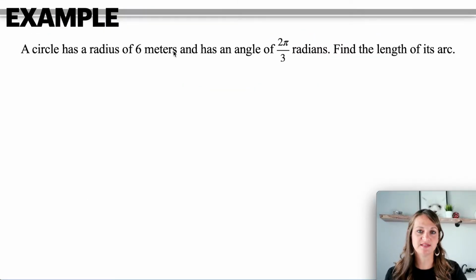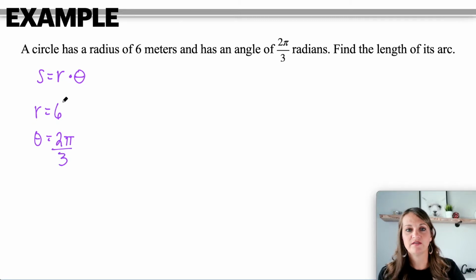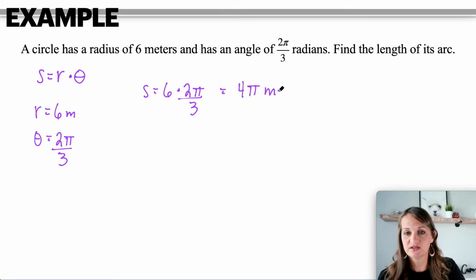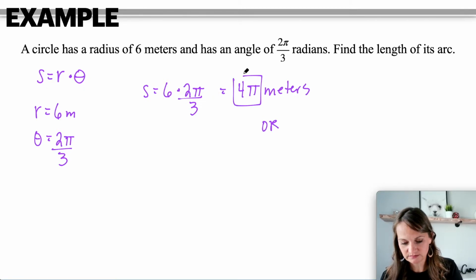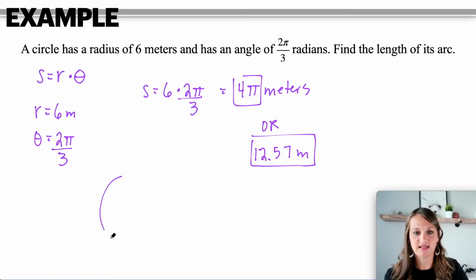A circle has a radius of 6 meters and it has an angle of 2 pi over 3. So the arc length S is going to be r times theta. We know r is 6 and we know theta is 2 pi over 3. So S is going to be 6 times 2 pi over 3. So it is going to be either 4 pi meters, or if you want to know what that is as a decimal, it will be 12.57 meters.